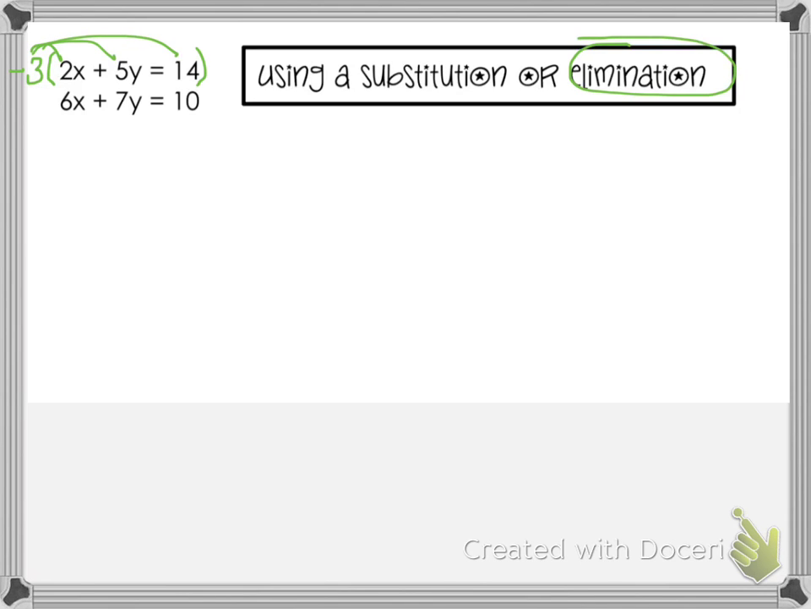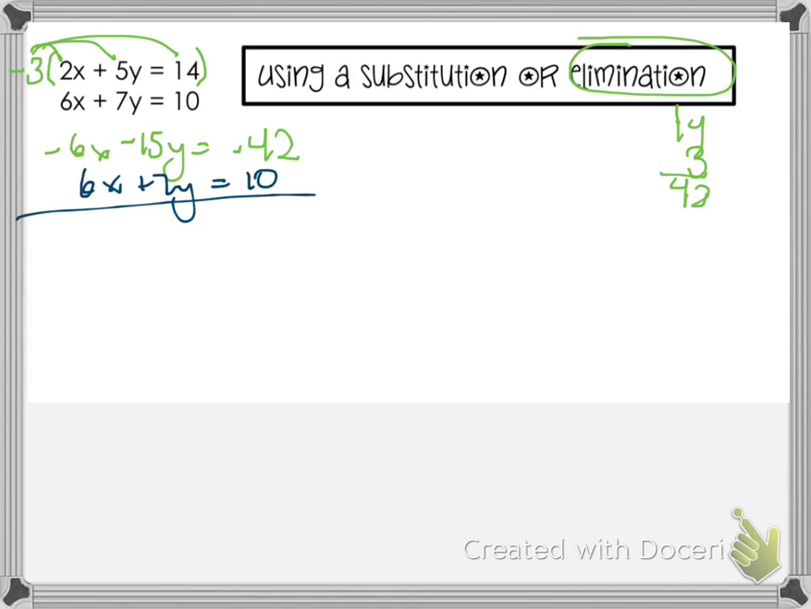So this is negative 6x. Negative 3 times 5 is negative 15y. And then 14 times negative 3, 14 times 3 is 42, so negative 42. Now the second equation, we just write it as it is, 6x plus 7y equals 10. Then we add them together. So the x's cancel, which is what we wanted. When you eliminate, that cancels.